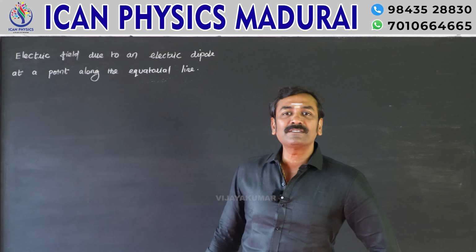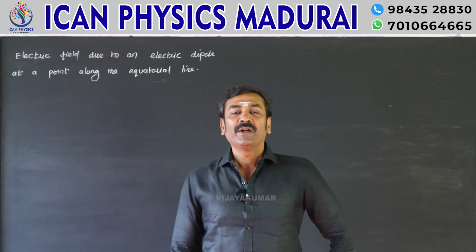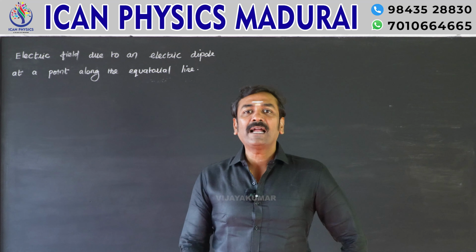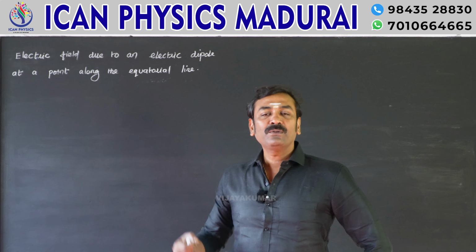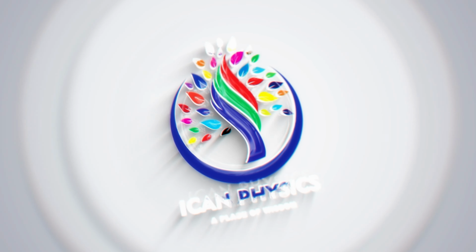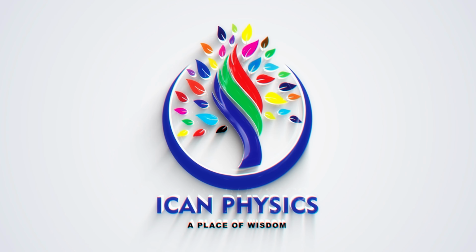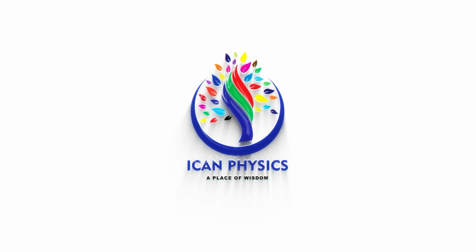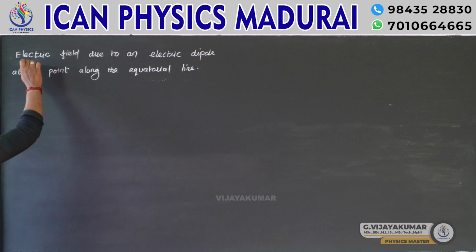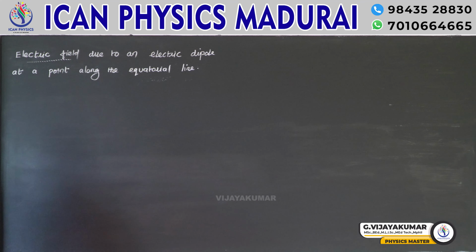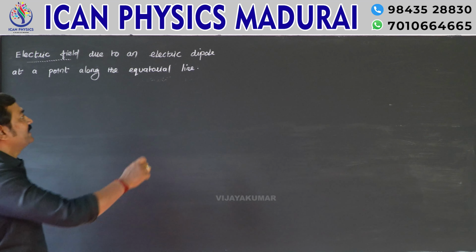Now in this class, we are going to see the electric field due to an electric dipole at a point along the equatorial line. Okay, now let's enjoy the class. So, electric field: the space around the charge where its influence is felt is called the electric field.